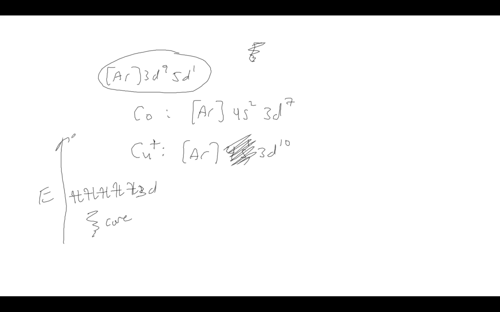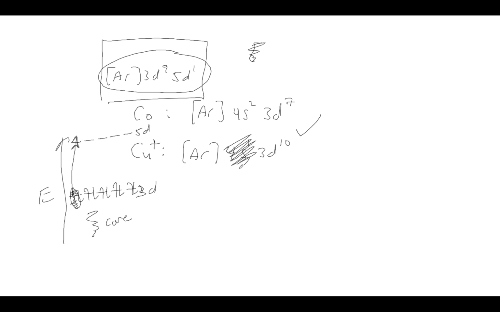Now, let's say I have some virtual state way up here, 5d. This is the 5d subshell. And I happen to take an electron from here. I put in, let's say, a photon of light whose energy is just enough to take it from here and promote it up to the 5d level. Well, guess what configuration I now have? It's exactly this configuration here. That is a valid excited state configuration for copper 1 plus, okay? So that works out.